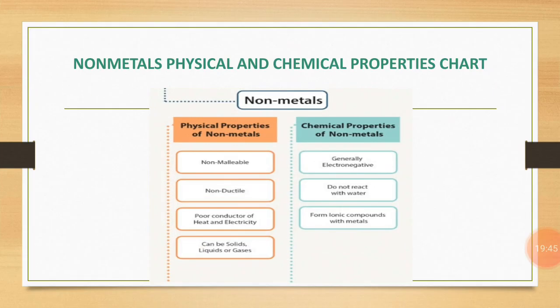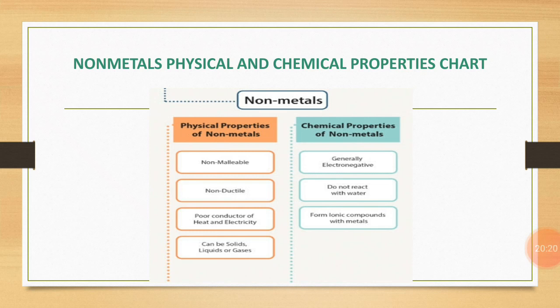Next, there is one chart given to you, and this chart shows the physical properties of the metals and the chemical properties of the non-metals. Now let us recap all the things that we have already studied about metals and non-metals. I have told you the physical and chemical properties of the non-metals. Let me remind you of all these points again. First is the physical properties of non-metals.